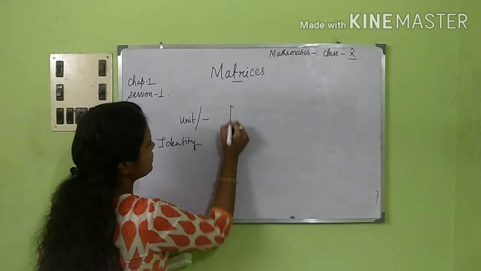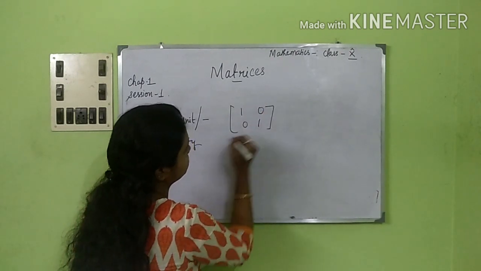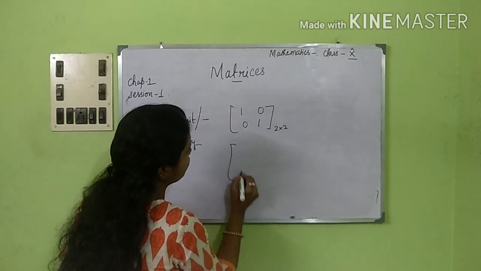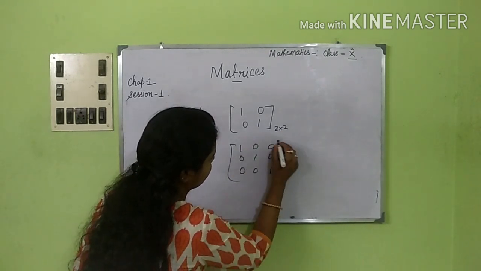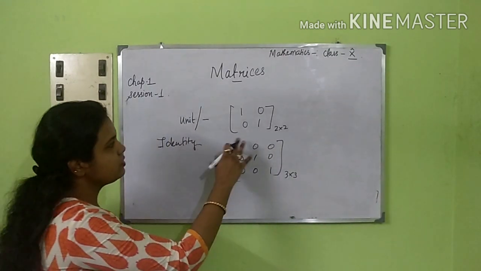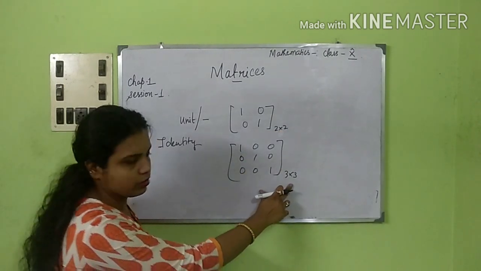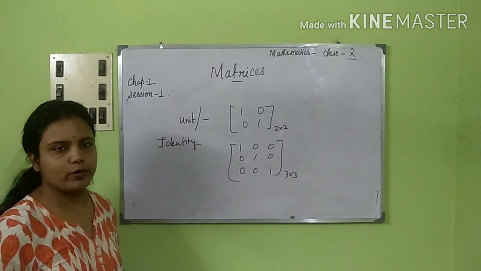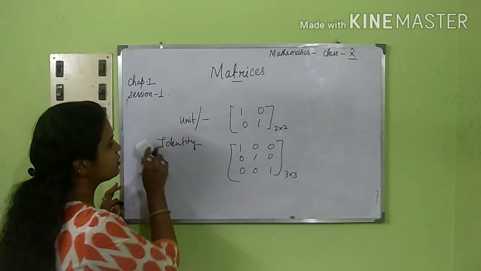Unit or identity matrix. What is the example? It will also be a square matrix: 1, 0, 0, 1. This is 2 cross 2. For 3 cross 3 it is 1 0 0, 0 1 0, 0 0 1. So this is the unit matrix for the order 2 cross 2, and this is the unit matrix for the order 3 cross 3. Both we will be doing as per the questions given. I hope till here it is quite fine with you, right?